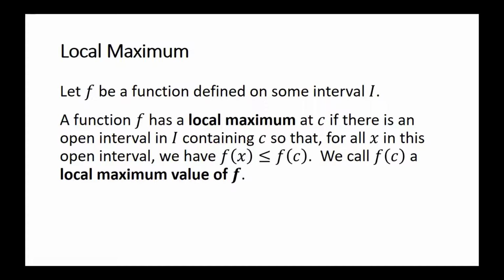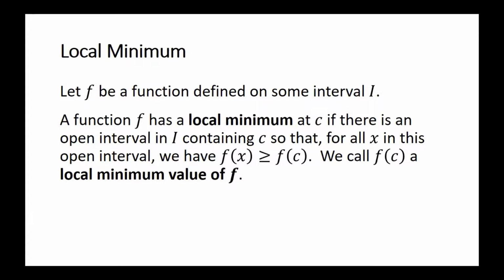What this is saying is, if there is some interval surrounding a point on the function, and all of the values of the function surrounding this point are less than it, then we have a local maximum. Basically saying in that localized region, this is the highest point.